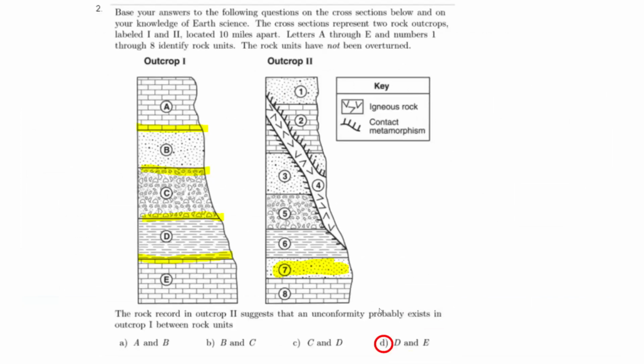So the reason it's DE is because if I start from the bottom, E and 8 match, D and 7 do not match, but D and 6 match, C and 5 match, B and 3 match, and A and 2 match. The only thing that does not match is 7 with D and E, so I know there's an unconformity between D and E, meaning D and E used to have a layer kind of like 7 here, but that layer got erased because there was an unconformity there.